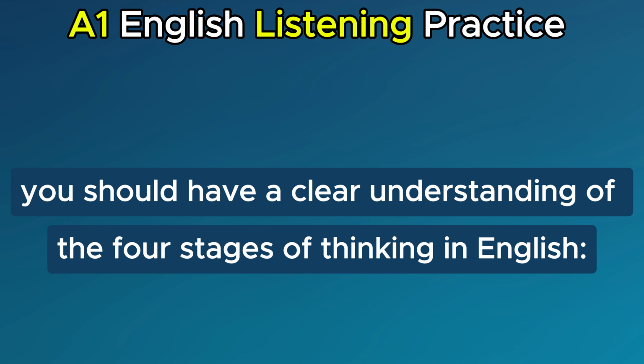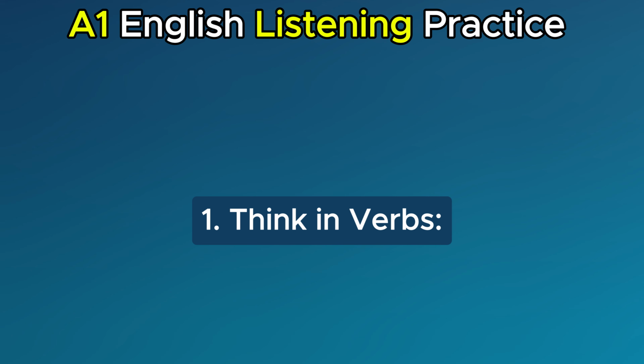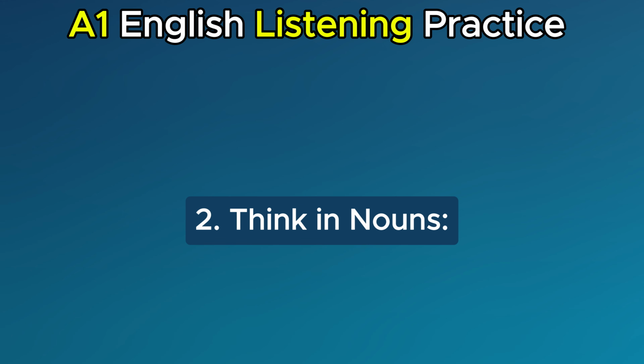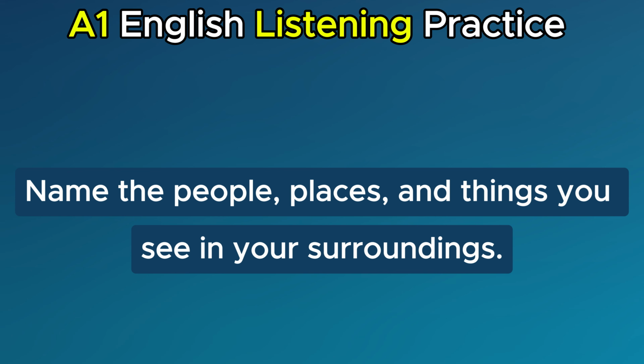By now, you should have a clear understanding of the 4 stages of thinking in English. 1. Think in verbs. Focus on action words and describe what is happening around you. 2. Think in nouns. Name the people, places, and things you see in your surroundings.